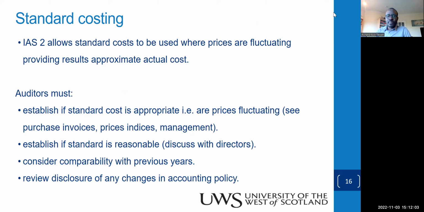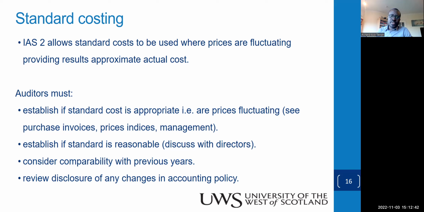Standard costing, like I said, you would have seen this in your previous studies in management accounting. So check whether we are using standard costing. IAS 2 allows standard cost to be used, especially when prices are not fixed. They keep changing. In that case, we want to get a cost value which is quite close to the actual cost, so we use standard cost. In this case, auditors must establish if the standard cost is reasonable and appropriate. Is it really fluctuating, or is it fixed and somebody is trying to make it fluctuating?